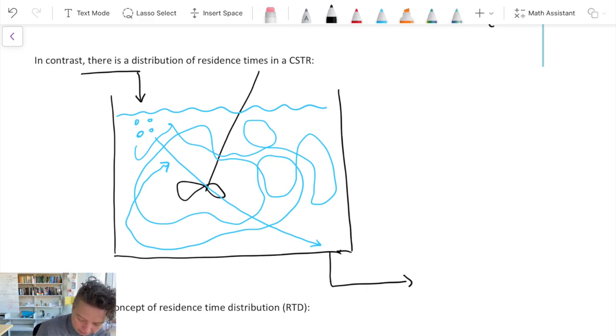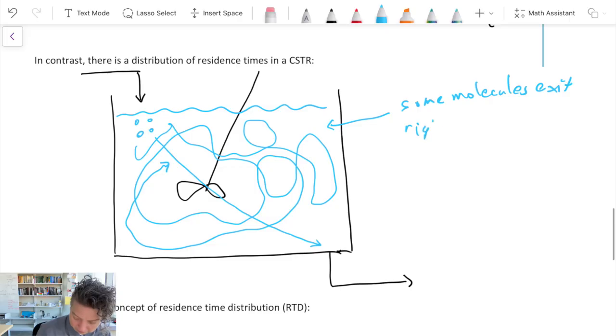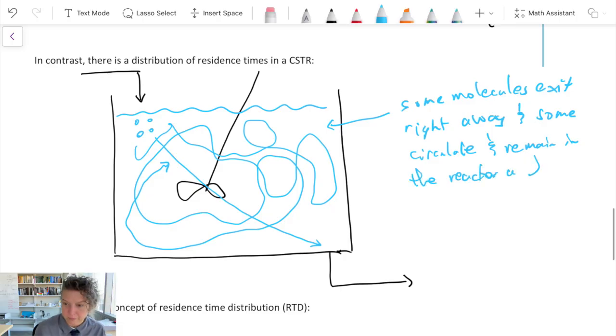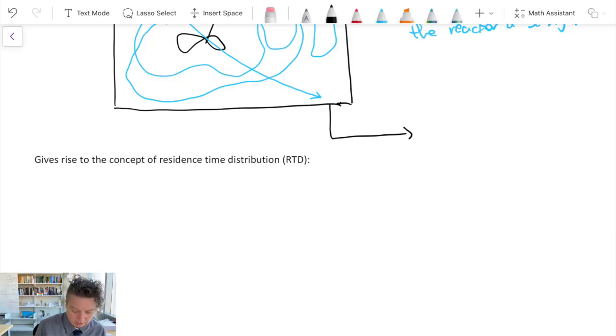But what's happening in here is that some molecules exit right away. Some circulate and remain in the reactor a long time. Okay, so this is kind of an illustration of a residence time distribution. So the CSTR has that. Some molecules exit right away, so basically are in the reactor very little time, and some stay in there a long time. So there's a distribution of times at which the molecules stay in the reactor.